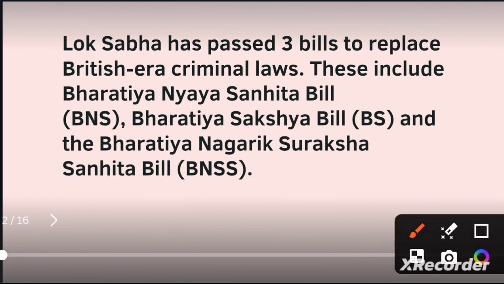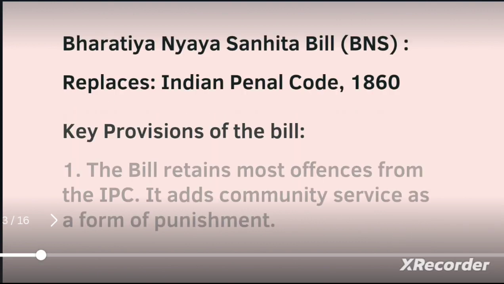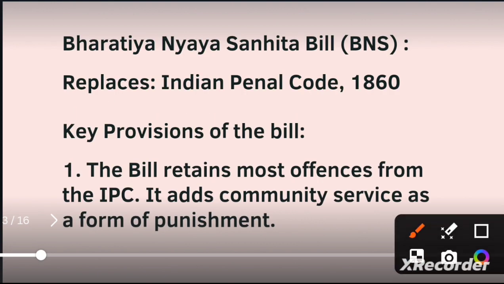Lok Sabha has passed three bills to replace the British era criminal laws. These include the Bharatiya Nyaya Sanhita Bill, the Bharatiya Sakshya Bill, and the Bharatiya Nagrik Suraksha Sanhita Bill. The Bharatiya Nyaya Sanhita Bill replaces the Indian Penal Code 1860.